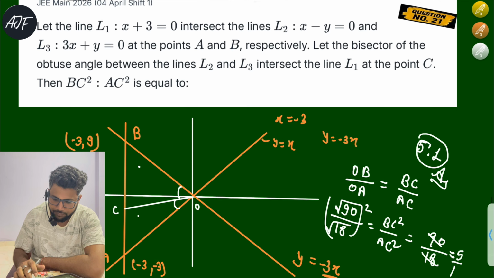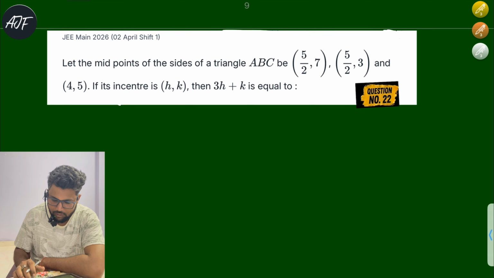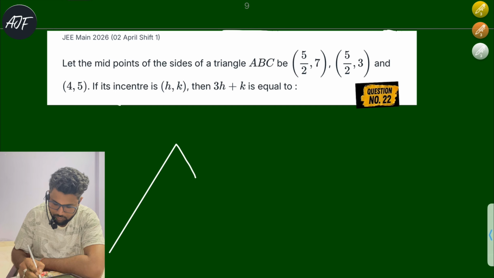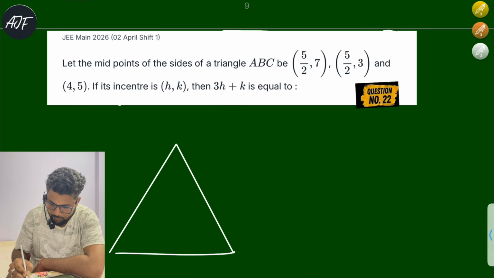Thank you. Next question. It's a 2026 question based on the same straight line. The midpoints of the sides of triangle ABC are given as (5/2, 7/2), (5/2, 3) and (4, 5). Then find the incentre. The incentre formula is very easy, but check one thing: if the midpoints are given, how do you find the other vertices of the triangle? One trick is used in this concept.